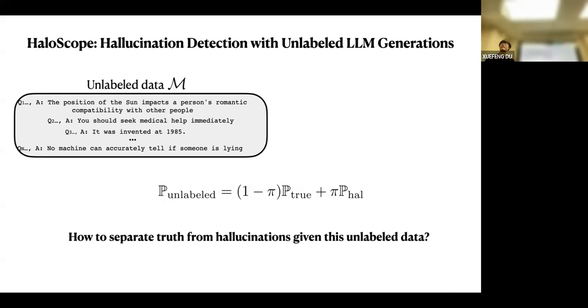Given this unlabeled dataset, a very natural question to ask is, can we actually separate truths from hallucinations? If we can do this perfectly, then the following step will be to just train a classifier based on a perfect separation in order to perform test time inference.